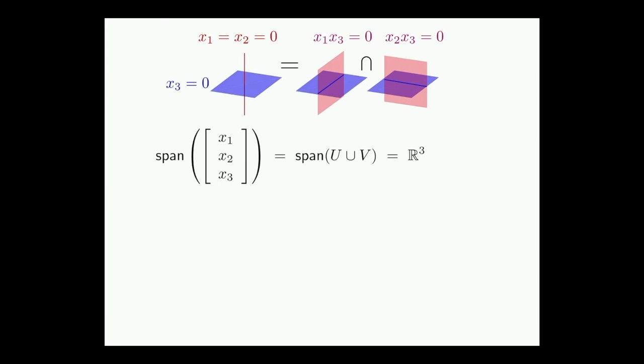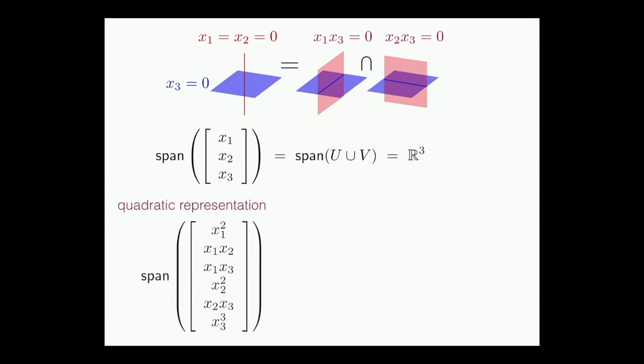So the span of those points is all of R3. Now, if we do something a little different, let's look at what I'll call the quadratic representation. Essentially, I'm looking at the tensor product of these points with themselves. I've eliminated redundant terms in those products, so it's just all the unique pairwise products I could take of the original 3 coordinates.